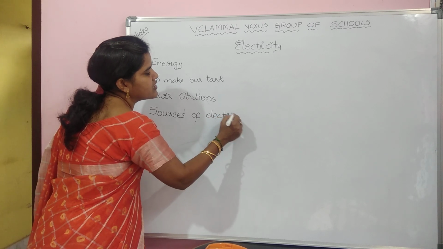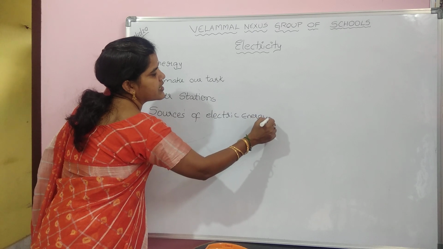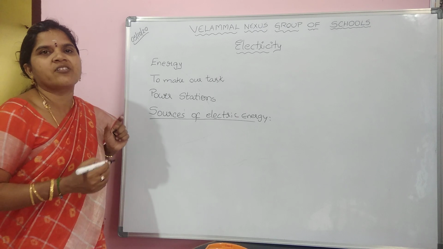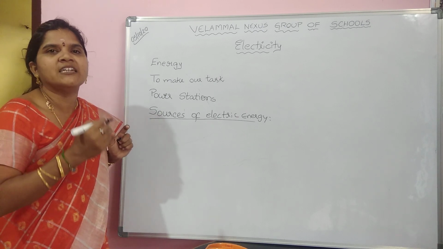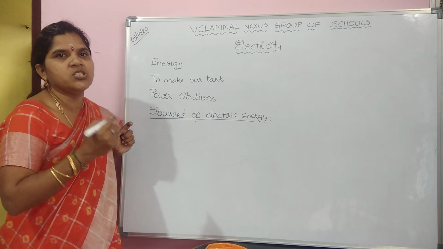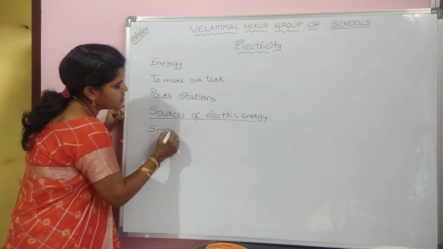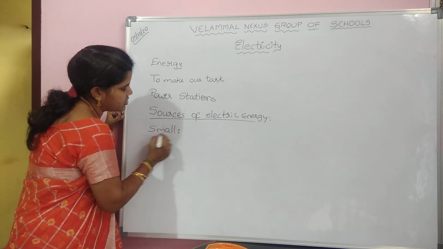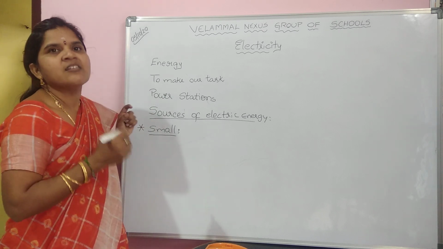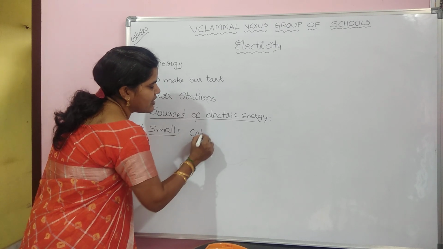So we have different sources of electrical energy, children. In these different sources of electrical energy, we are classifying it as small sources of electrical energy and the bigger sources of electrical energy. So let us see about the small sources of electrical energy. What are the small sources of electrical energy? So in this, we'll discuss examples like cell.